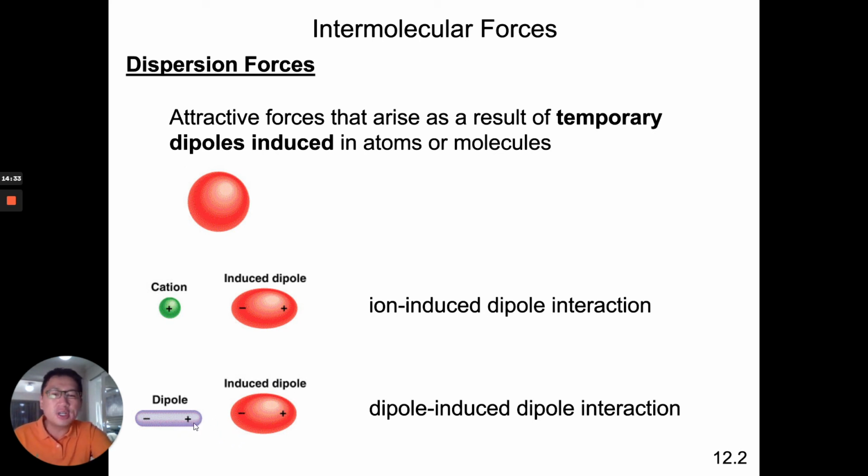So negative attracts positive. So ion-induced dipole, dipole-induced dipole, these forces are called dispersion forces. These are actually the weakest of our intermolecular forces. And we're going to get to a list of which are the strong intermolecular forces and which are the weak intermolecular forces. Dispersion forces are actually some of the weakest. And all molecules actually will have dispersion forces.